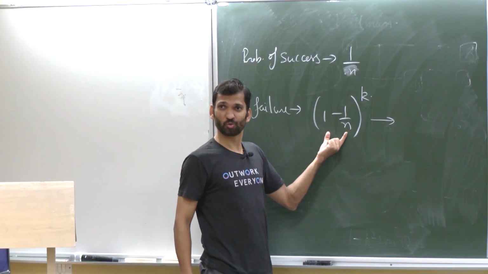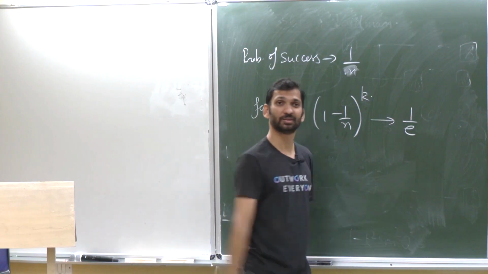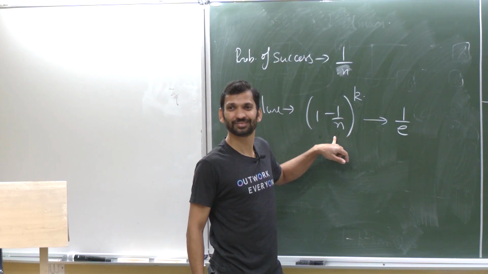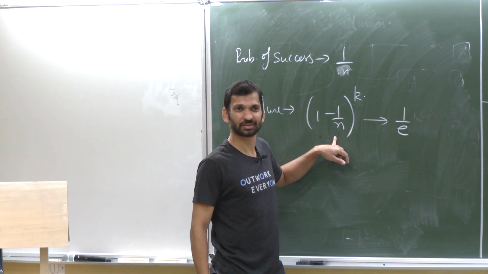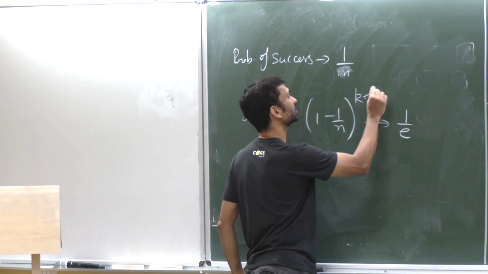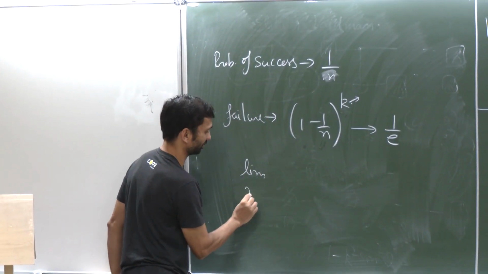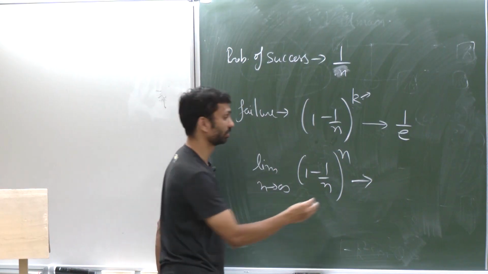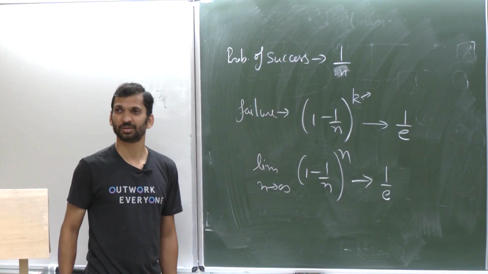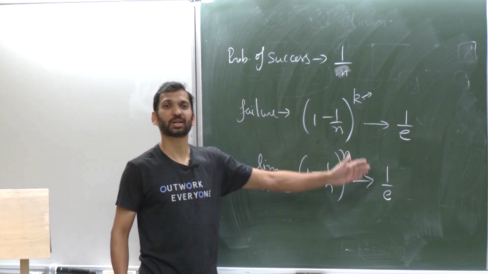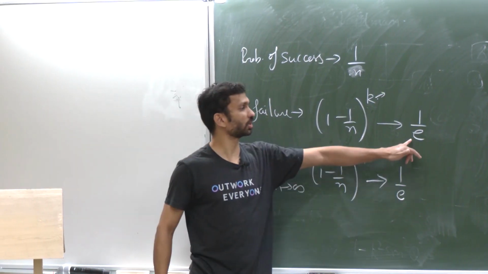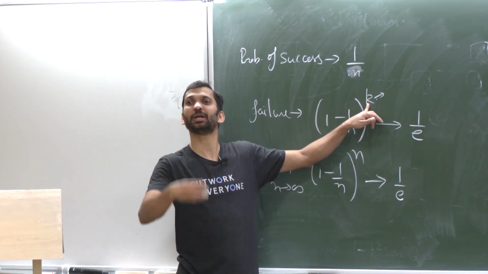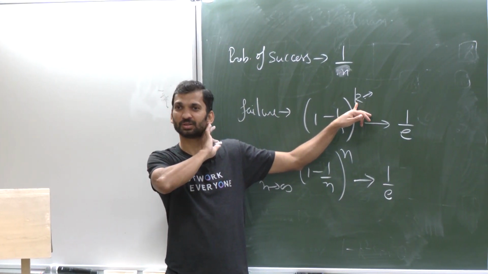This is very big, close to 1. When does it become 1 by e? When k becomes order n. This is basic math. So once it has gotten to 1 by e, you can make the failure probability as small a constant as you like, by just multiplying the number of iterations by 2, 3, 4 or some constant.